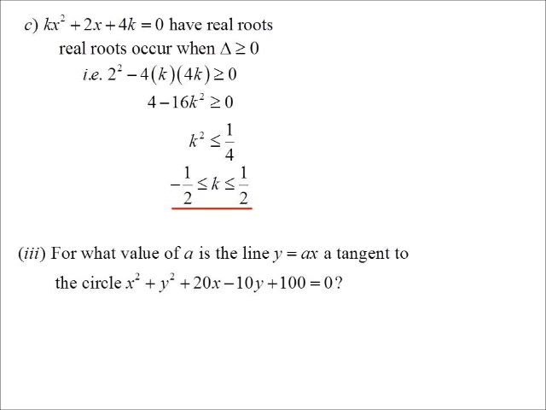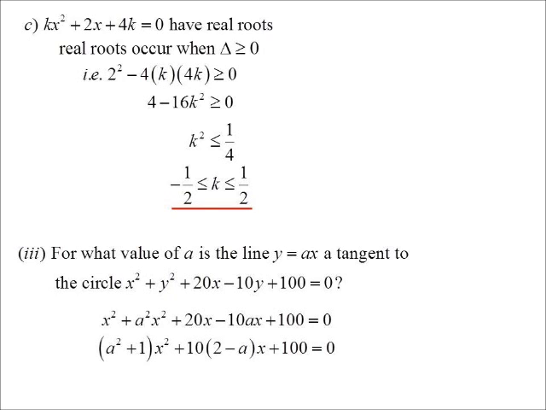Seems an odd question to ask here. For what value of a is the line y equals ax, so a line that goes through the origin, a tangent to this circle? Well, if you wanted to find where that line hit the circle, how would you find it? There you go. Sub in y equals ax. In other words, solve them simultaneously. Now, if it is a tangent, how many solutions should I expect? One. Okay. Well, let's see what happens.